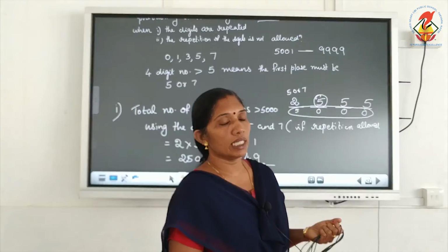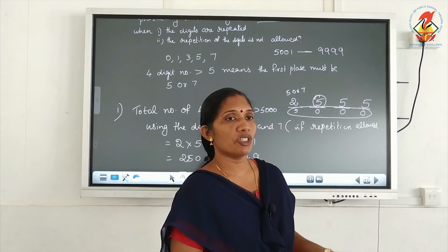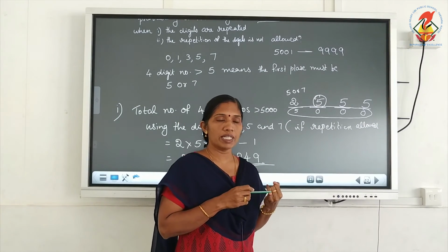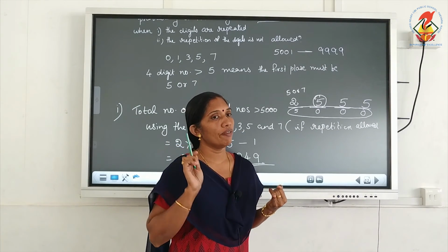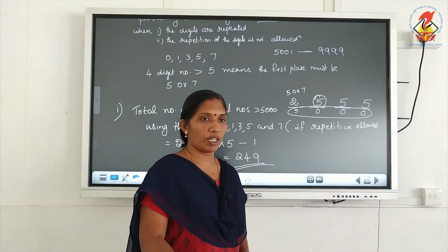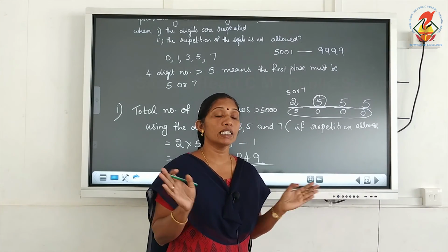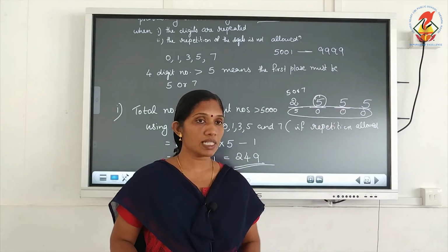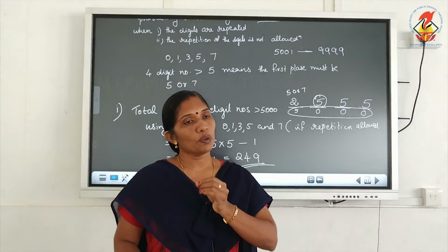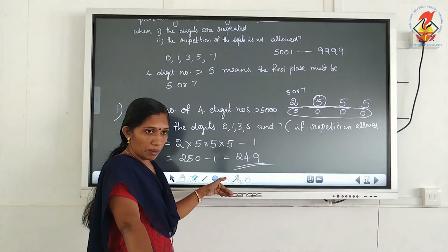So what is this 249? The 4-digit numbers greater than 5000 using the given digits if repetition is allowed. The first place we can fill in 2 ways, since we can use only 5 and 7. The second place 5 ways, third place 5 ways and fourth place 5 ways. When we calculate, it is a total of 250, but among those 250 numbers, one number is 5000. That number we have to subtract. So 249. This is the denominator part.